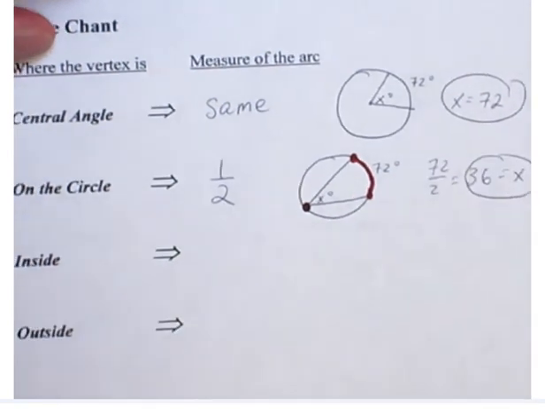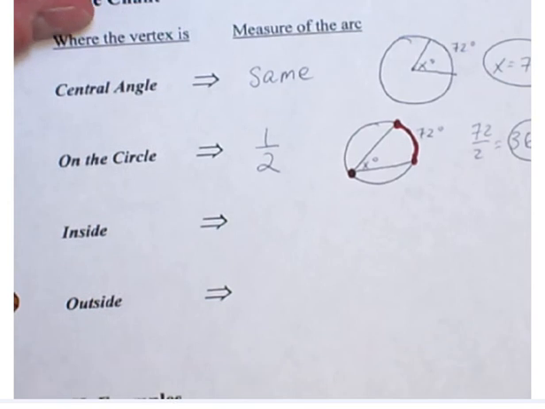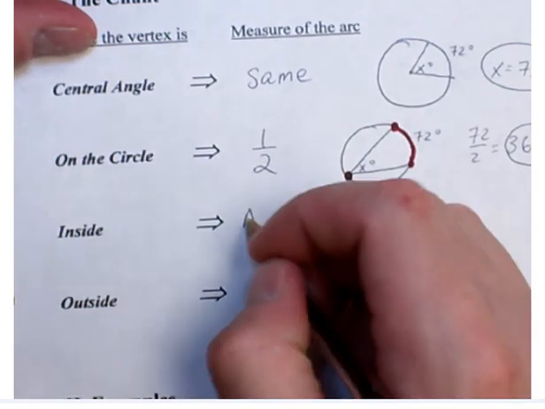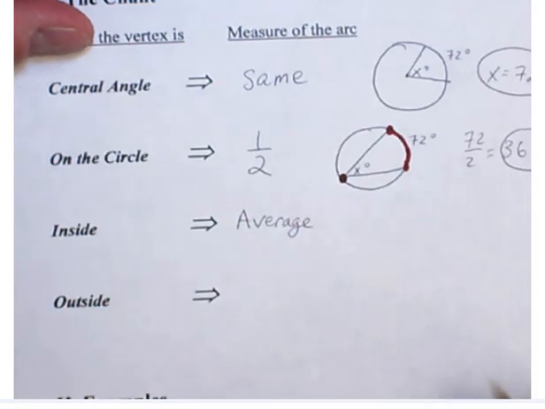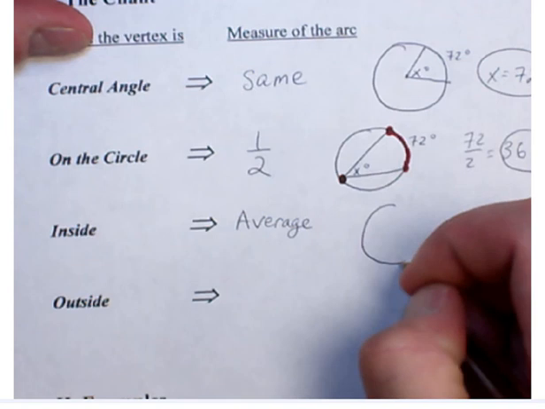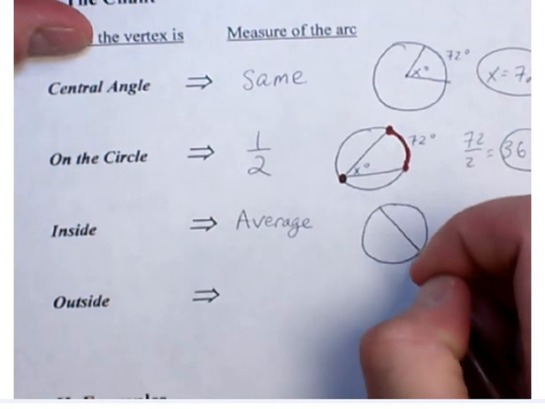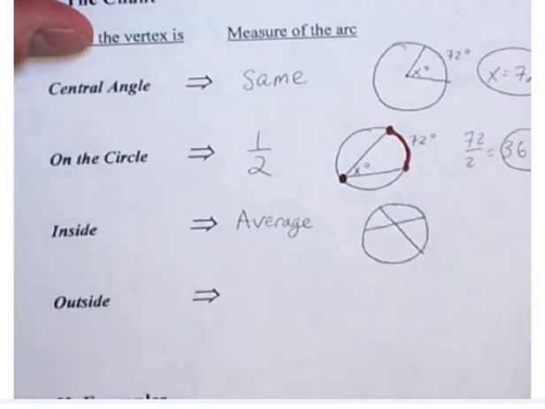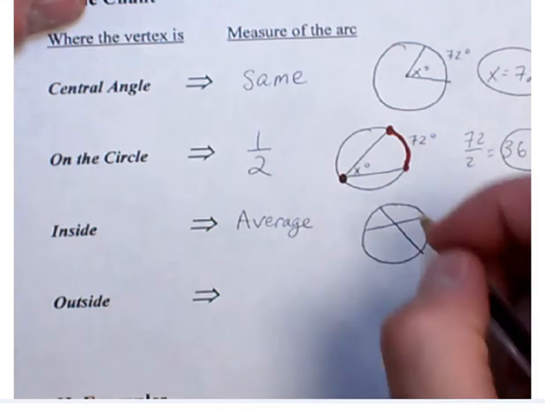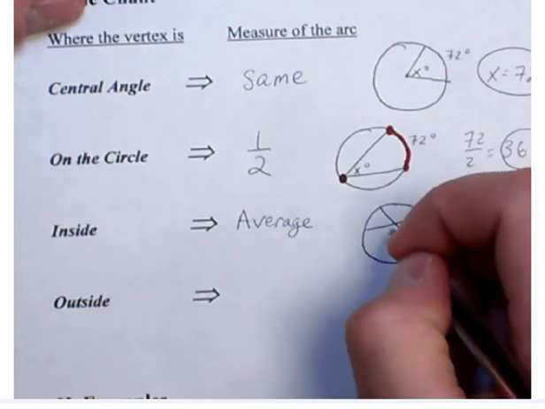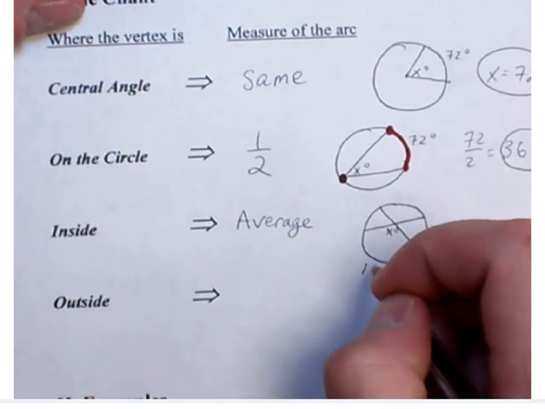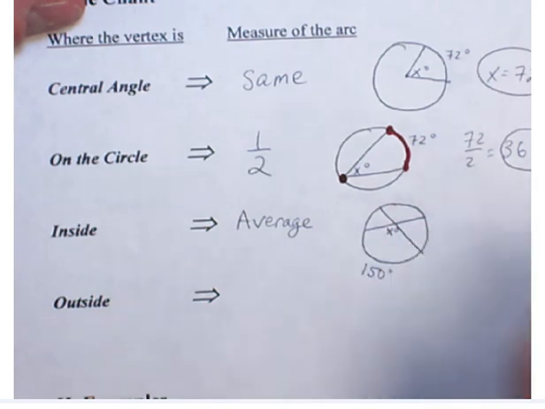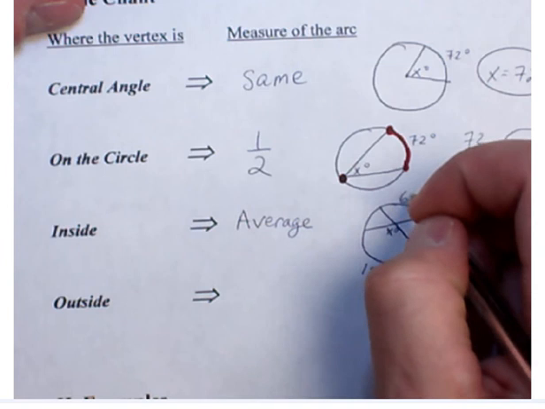And then in the last lesson, we talked about what happens when the angle is somewhere on the inside. What we said was that it is the average of the two arcs. So for example, we'll draw the circle. Those are two chords that intersect. Let's call this x degrees. Let's say that this is 150 degrees. Let's say that this is 62.